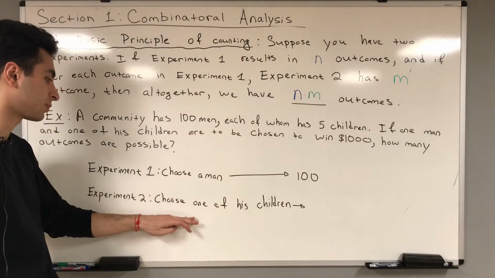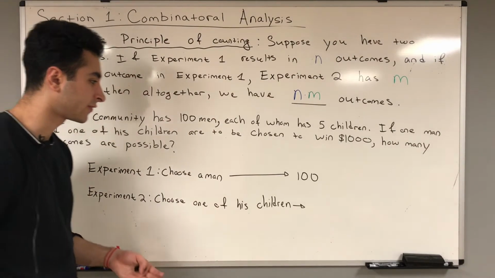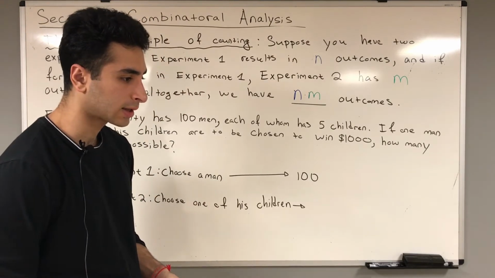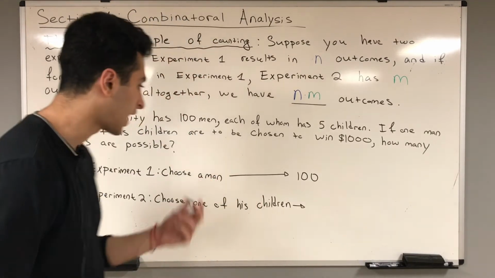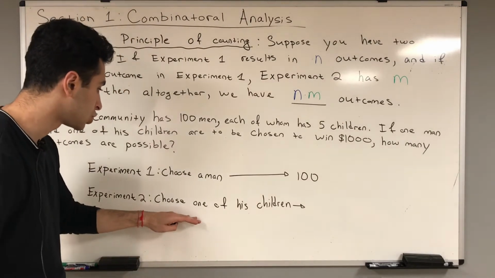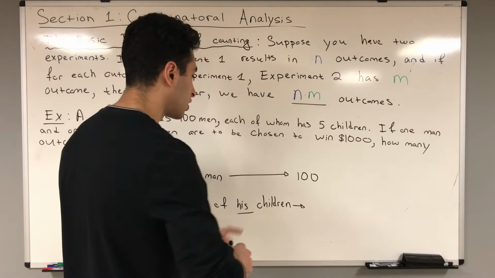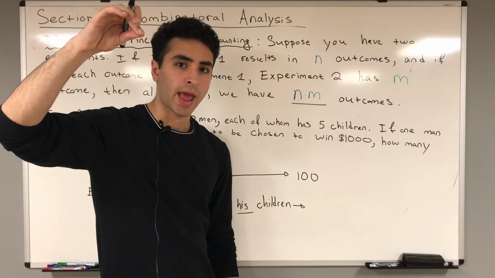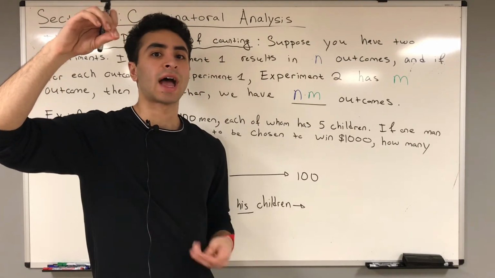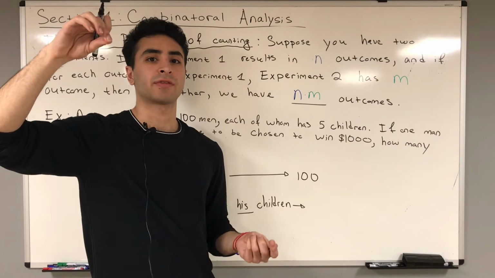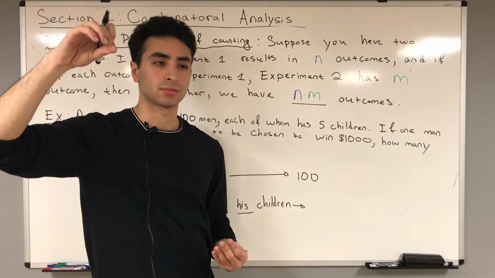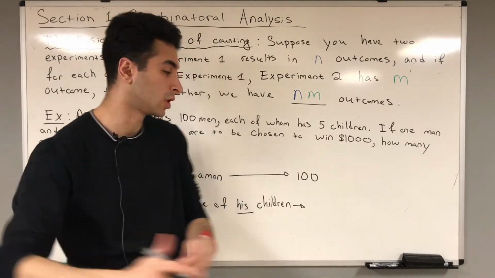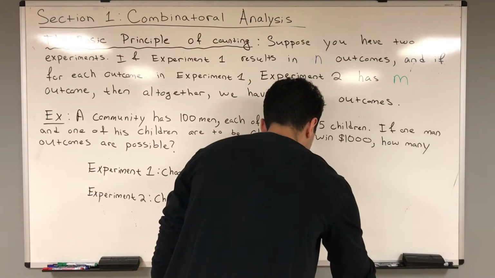Okay, now let's focus on experiment 2. We have to choose one of the man's children. How many children do we have to pick from? So you pick one man, let's say Bob, and Bob has 5 children. How many outcomes do we have from Bob's 5 children? Well, we only have 5, right? So 5 in this case.